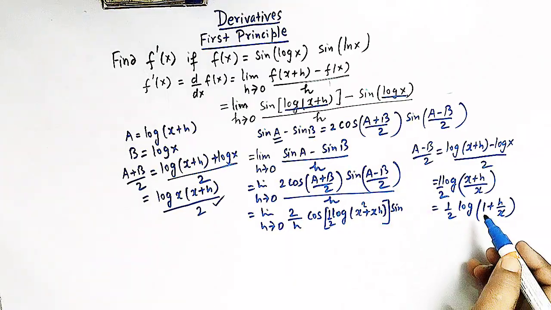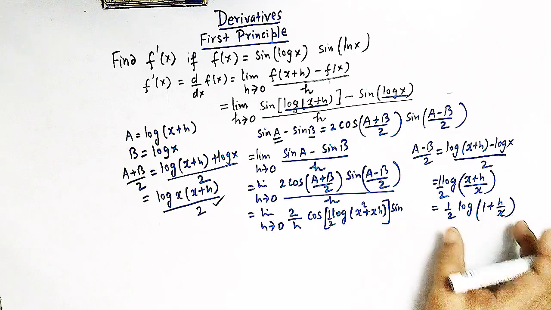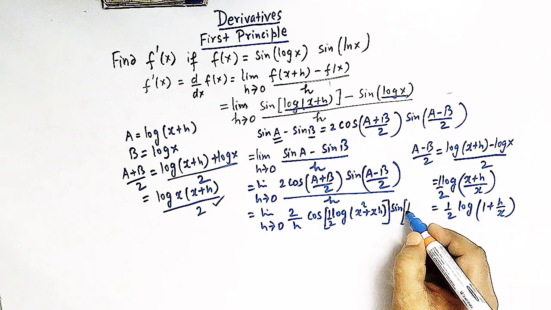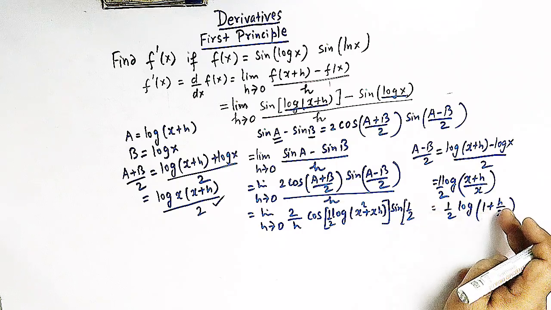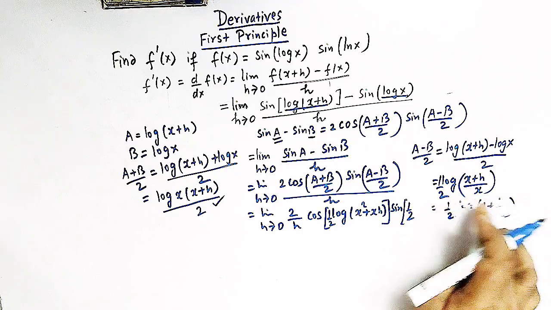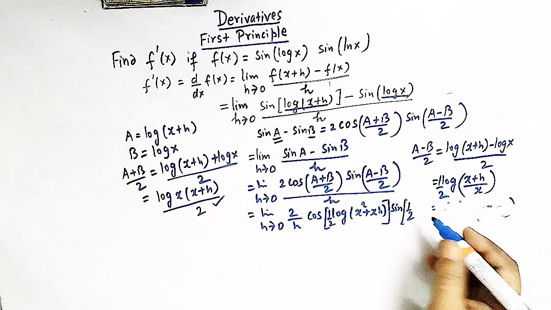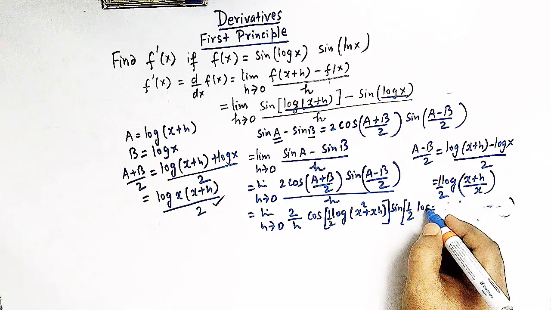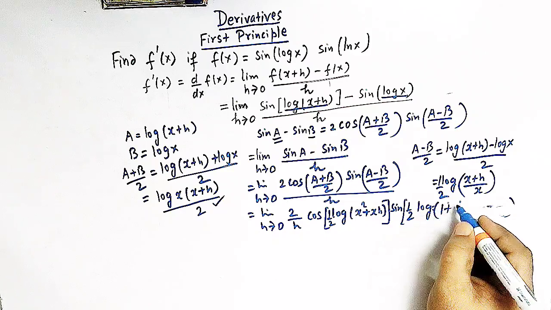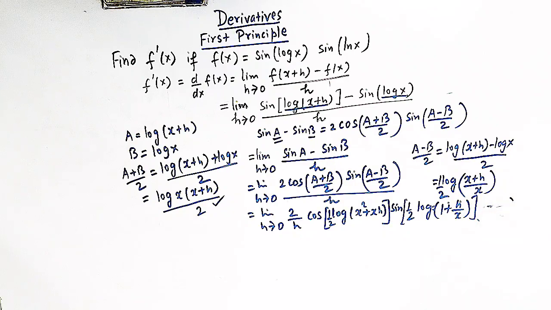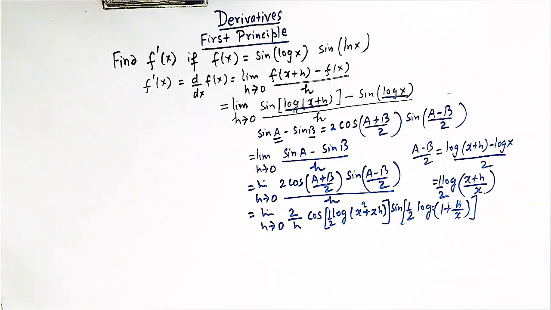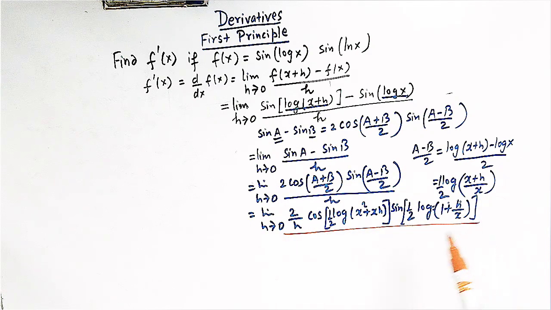So (a−b)/2 is given by this term. So we have half, and then we can write log of 1 plus h over x. So here we can write half log(1 + h/x), right? So now our aim is to find the value of this limit, right?